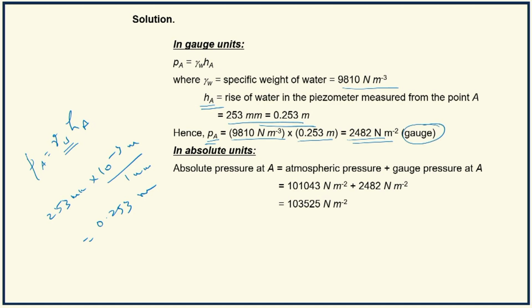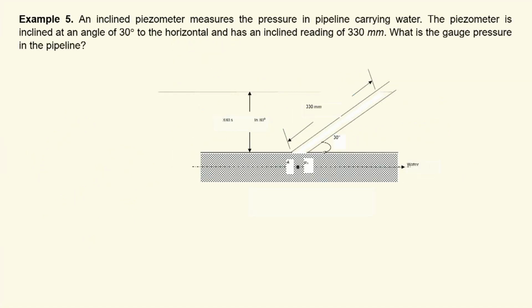In absolute units, what is absolute pressure? Absolute pressure at any point is atmospheric pressure plus gauge pressure if the gauge pressure is positive, and minus gauge pressure if the gauge pressure is negative, that is vacuum pressure or suction pressure. So here it is gauge positive, therefore use positive sign. So 101043 Newton per meter square is the atmospheric pressure, 2482 Newton per meter square is the gauge pressure, so you get this much. We will move to the next problem.